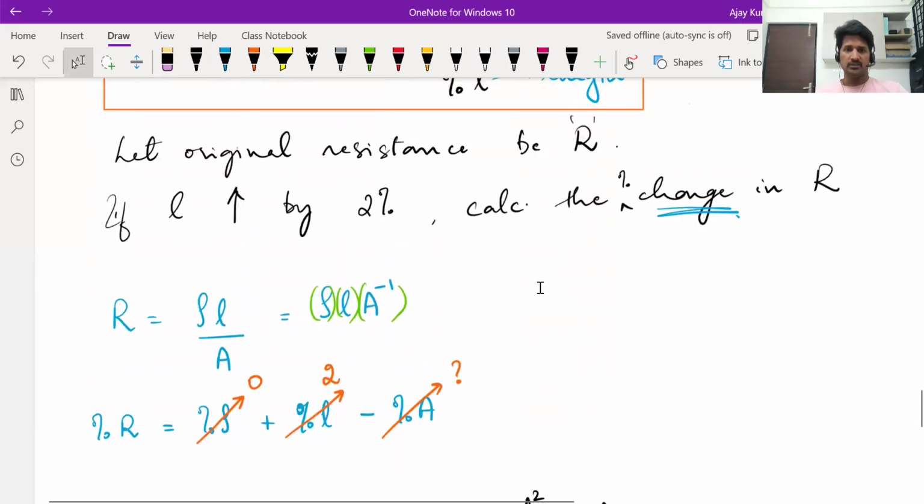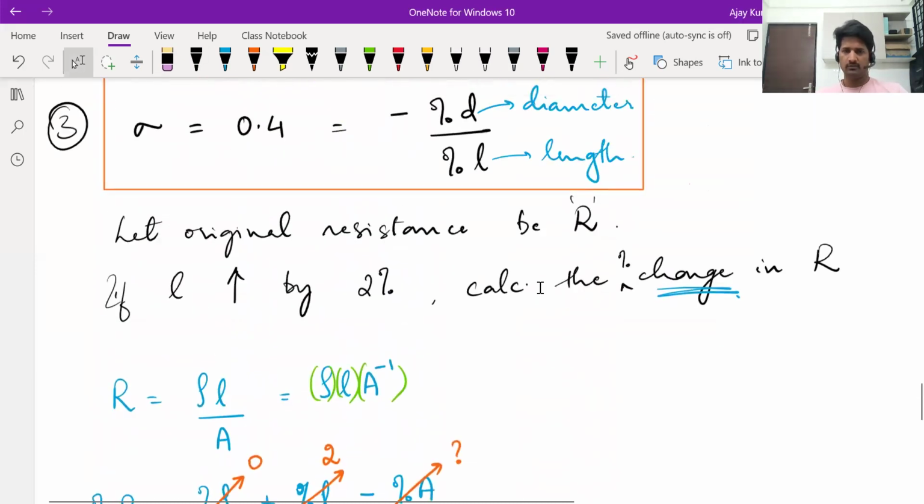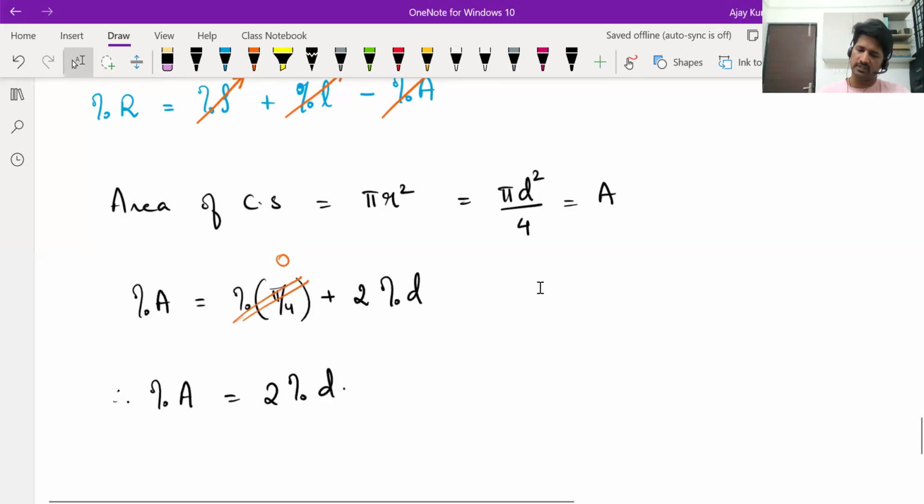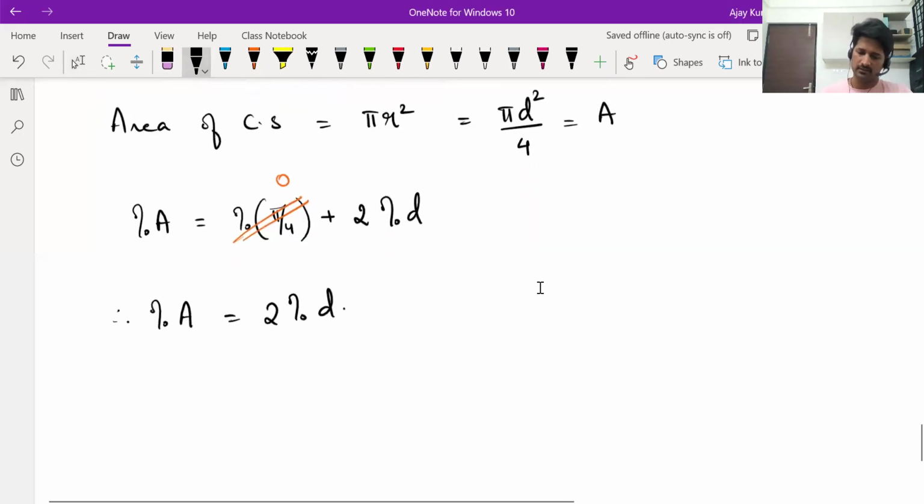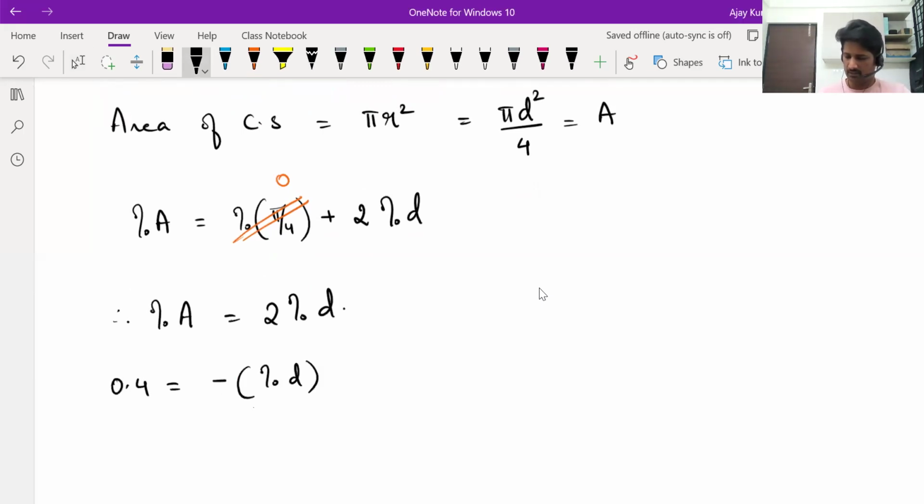You are given the Poisson's ratio of this wire, 0.4, and 0.4 is equal to negative of percentage change in diameter by percentage change in length. So we can use that and write 0.4 is equal to negative of, we still don't know the percentage change in diameter, divided by percentage change in length, which is 2%. So negative of percentage change in diameter becomes 0.4 into 2, 0.8%. That means percentage change in diameter is minus 0.8%.